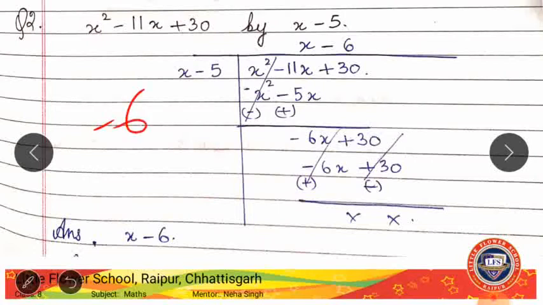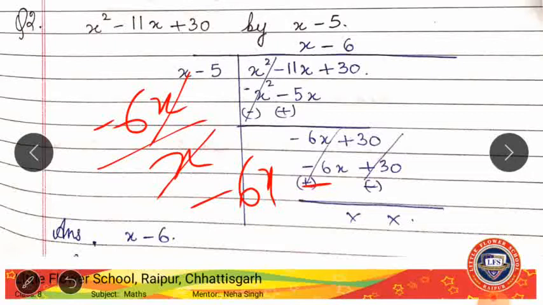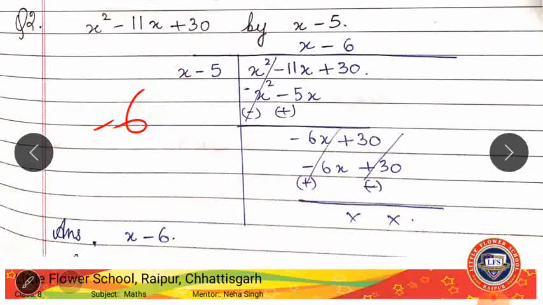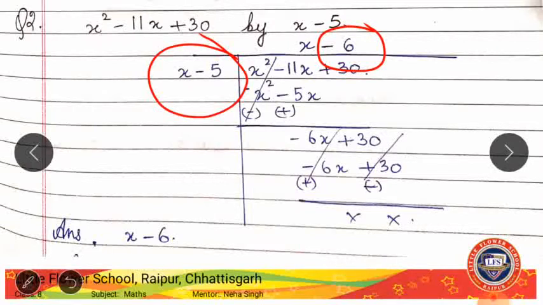So now minus 6x upon x. X is going to get cancelled, right? What do we get? Minus 6. Here I have written minus 6. Next step what we had done? After getting the next term of the quotient, next step what have we done? We will multiply this minus 6 with x minus 5.